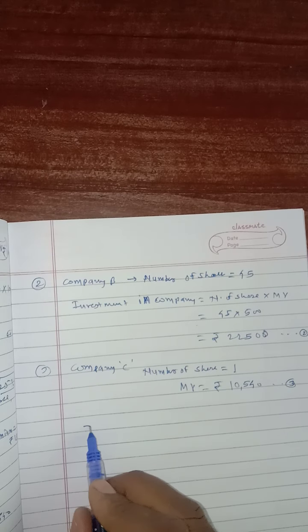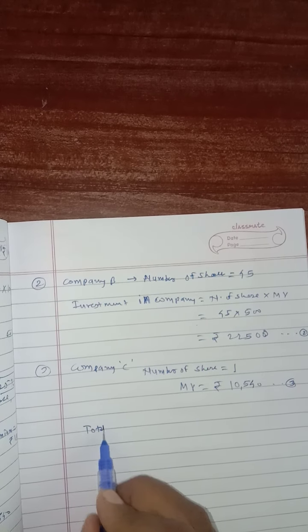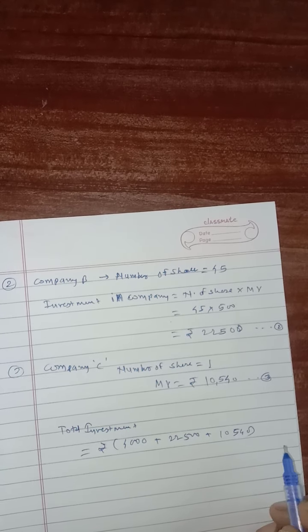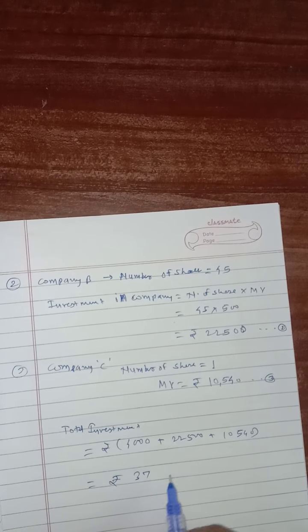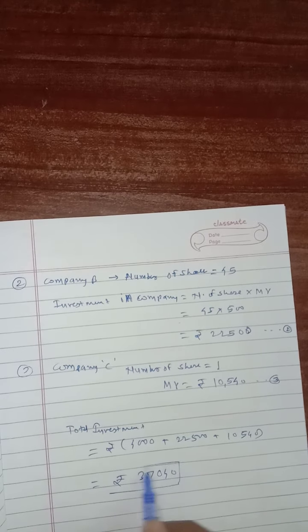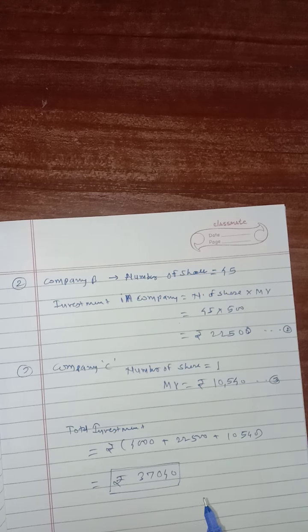Total investment is equal to 4,000 in company A plus 22,500 in company B and 10,540 in company C. The sum of these three numbers is rupees 37,040, the total investment of Joseph. This is the third example.